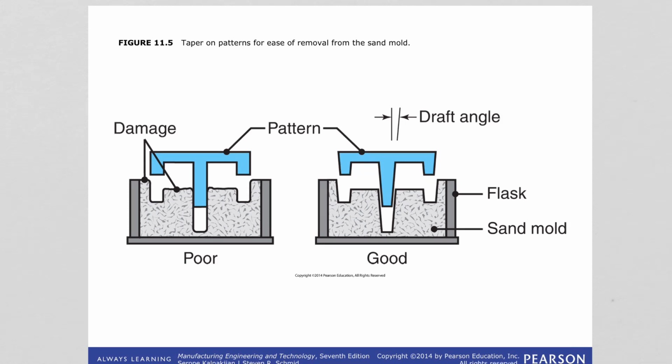So you are seeing a comparison of poor and good pattern making. If the pattern is not providing a draft angle, it's like that. This one is tapered, right? So that type of design of the pattern will make the removal of the pattern from the mold easier. Therefore, there is always a draft angle in the design.